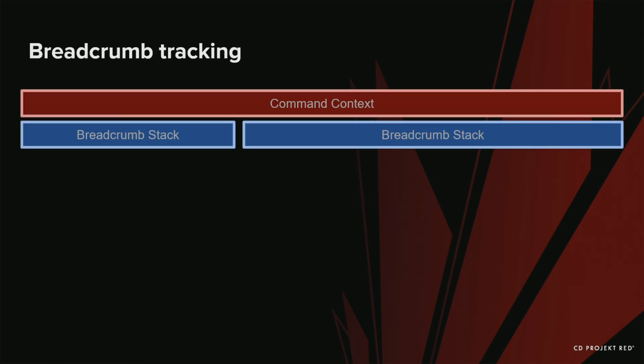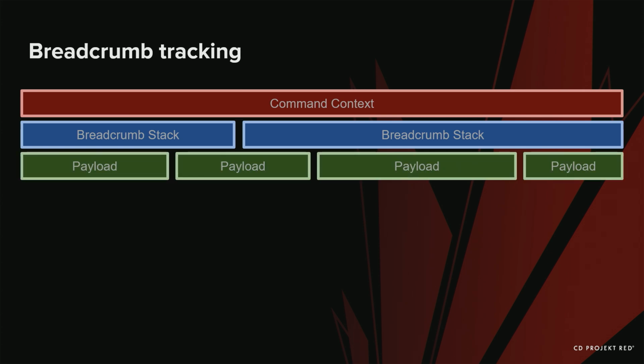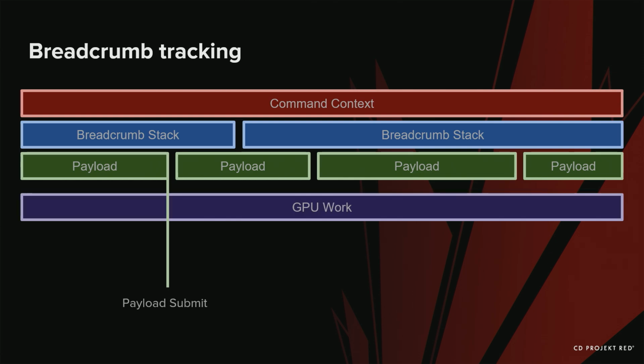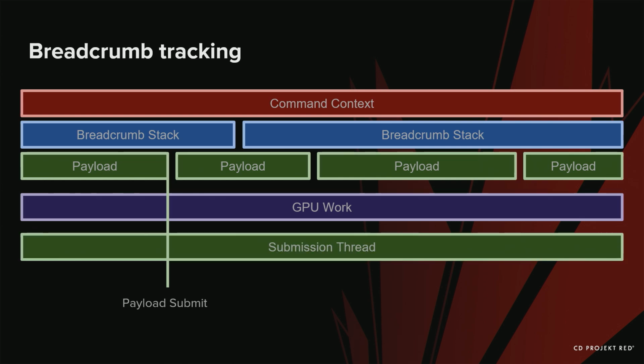We have a command context with multiple breadcrumb stacks. Then there are multiple payloads, each associated with these stacks. When we submit a payload to the GPU, then the work there will start. However, we need to know when the actual work has finished. Thankfully, Unreal has a submission thread, which keeps track of all the payloads, and when they finish, will signal that they are done. So at the moment the payload is finished, we know that the GPU work has completed, and we can safely release all references to stacks that we have for that specific payload.